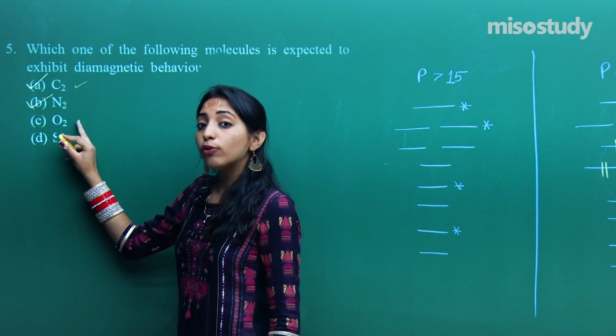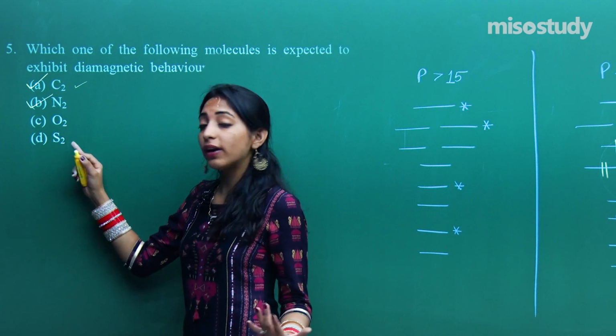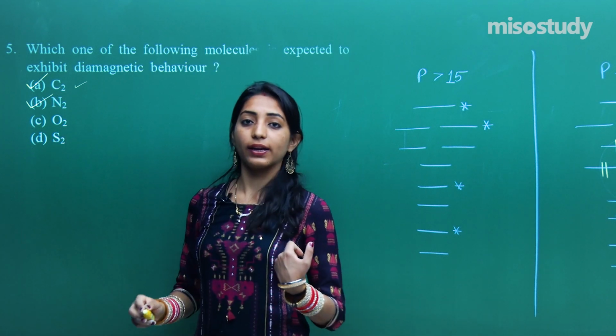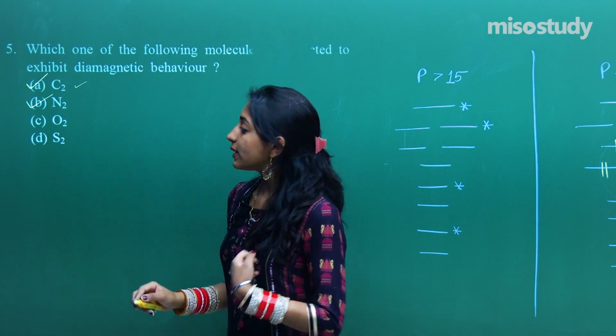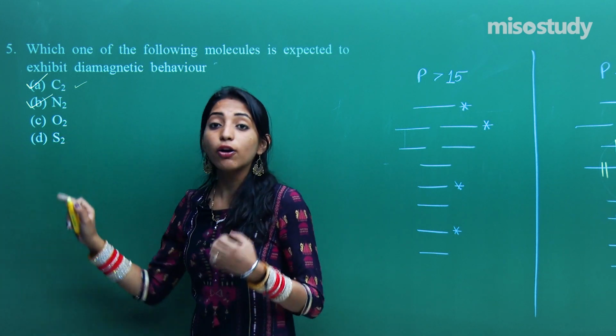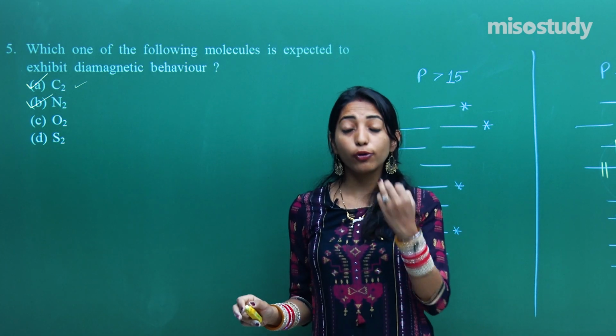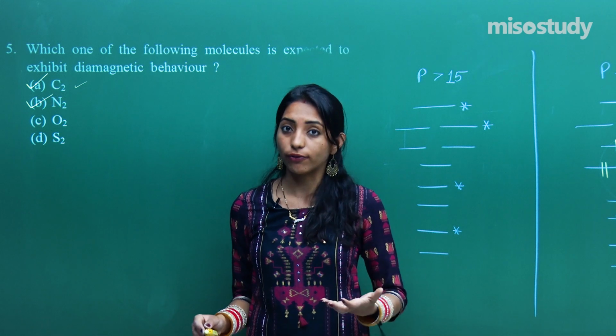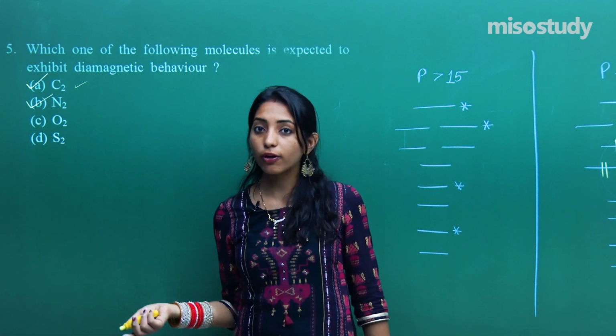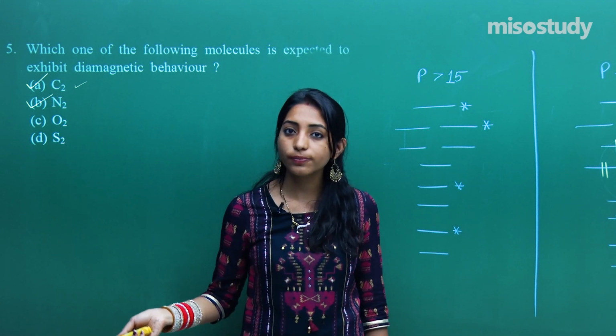Now see, if I do it for oxygen or I do it for S2, that's one and the same thing. And why is it so? This is because oxygen and sulfur both have the same outermost electronic configuration. So let's directly solve for oxygen, and we'll get the answer for sulfur also.